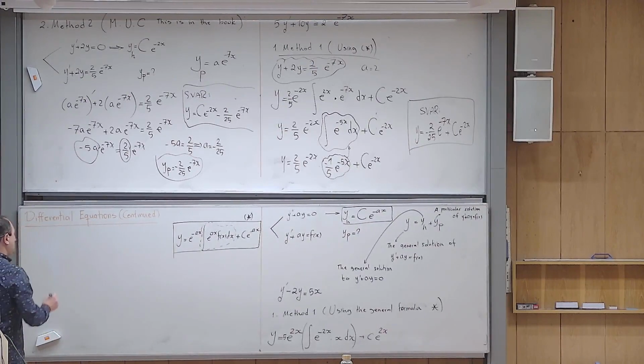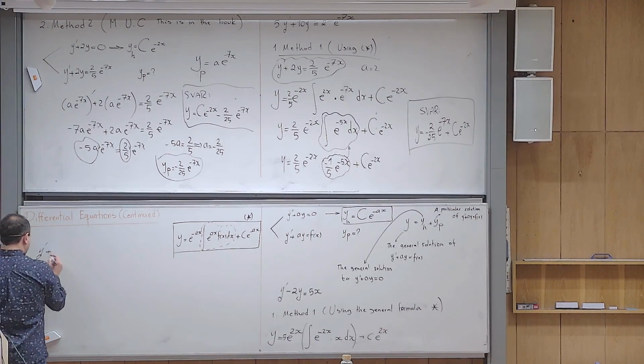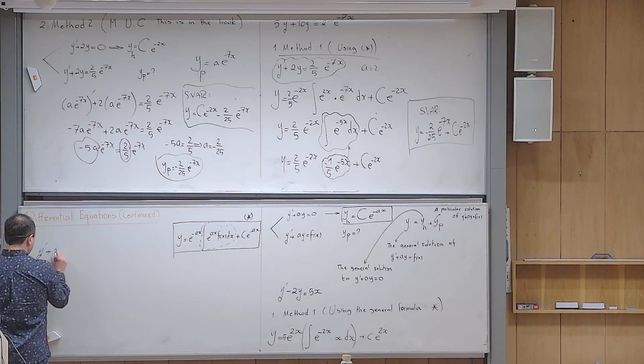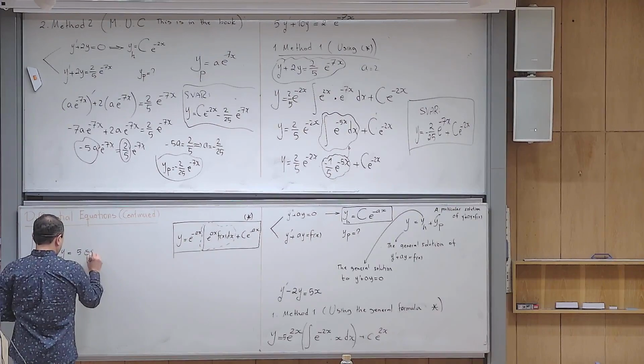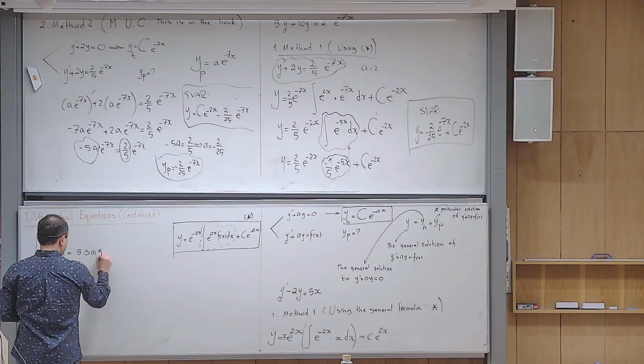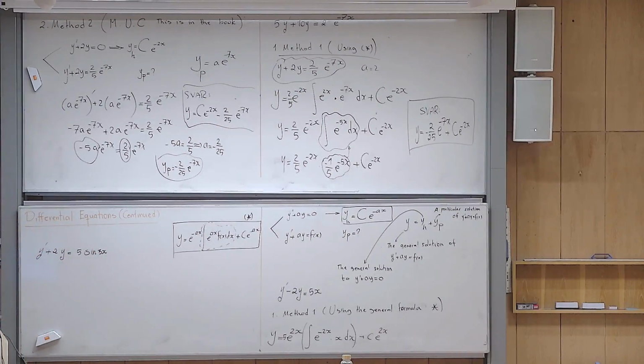Okay, let me write another equation. y prime, let me just keep it 1. But remember, if it is not 1, you have to divide by that coefficient first, okay? So plus 2y equals 5 sine 3x. So we want to solve this differential equation.